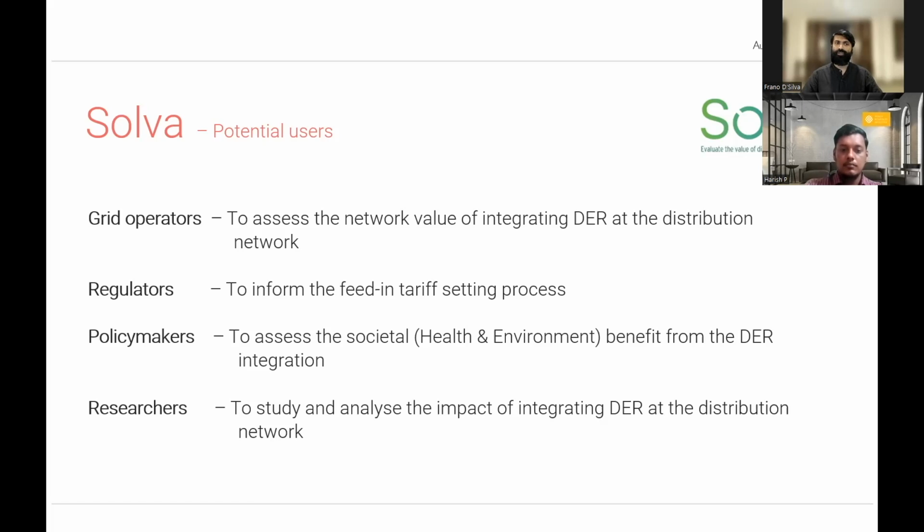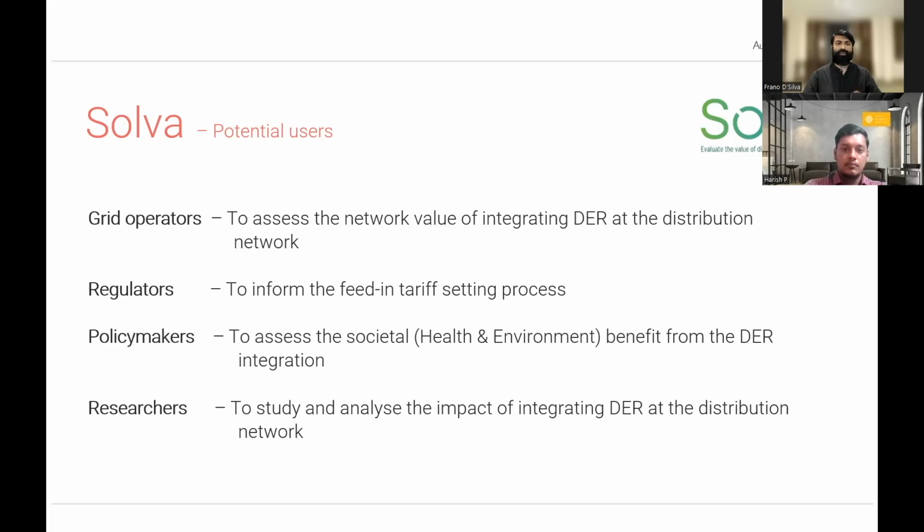Regulators also can use this tool to inform the feed-in tariff setting process. That is, regulators can use the tool to decide and set location-specific feed-in tariffs. Policymakers can use the tool to assess the societal value that can be determined using the methodology used in the Solva tool, which will be elaborated later in the presentation. Researchers can study and analyze the impacts of integrating DER on the network.